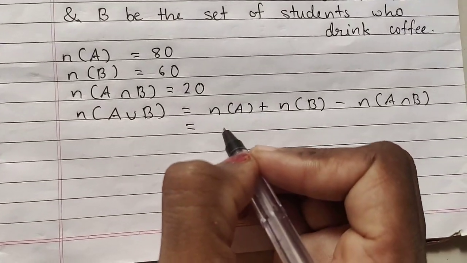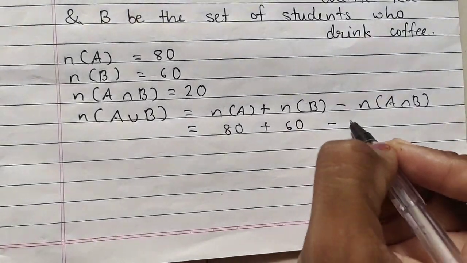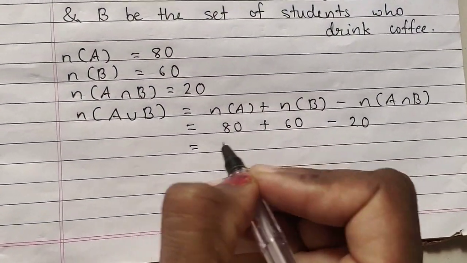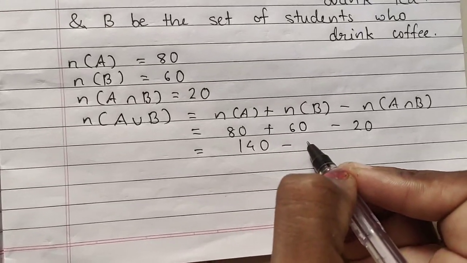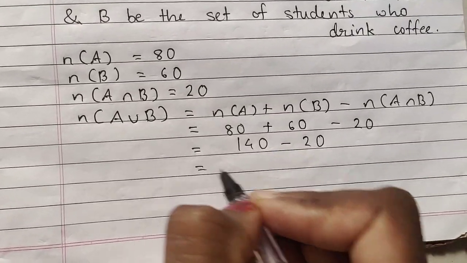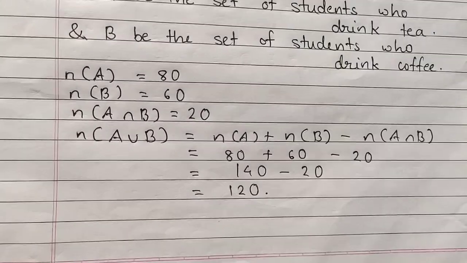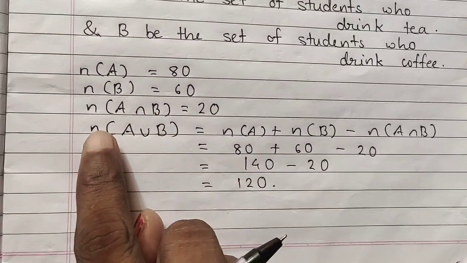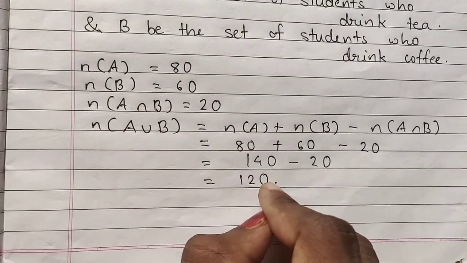Now put the value. What is A? 80. What is B? 60. And intersection 20. If you add these two, you will get 140. And 140 minus 20 gives you 120. Okay, so we got the value, that is number of A union B is equal to 120.